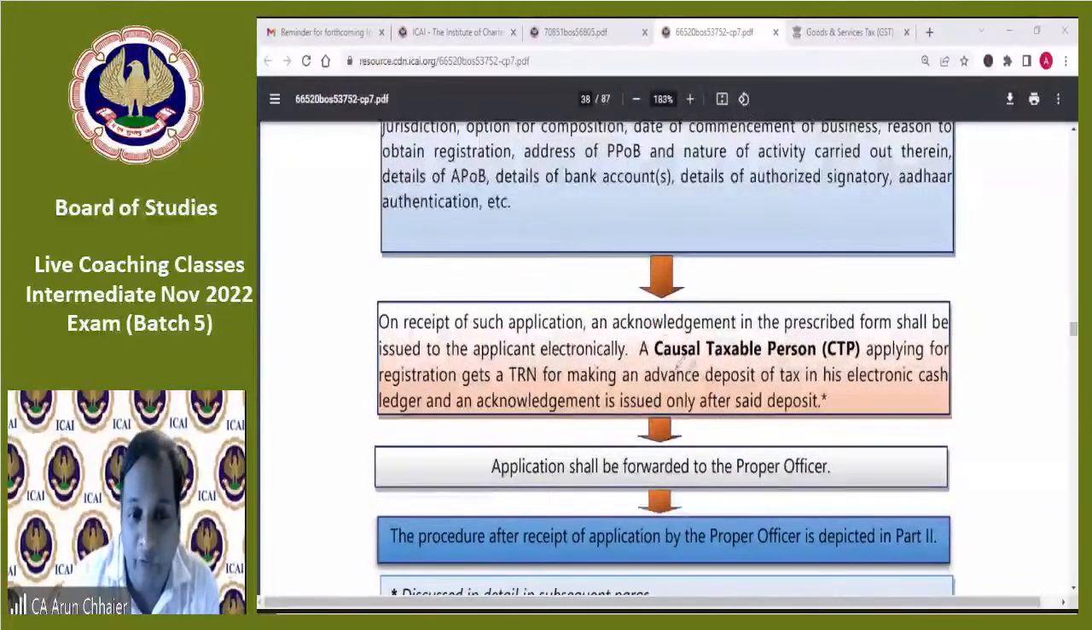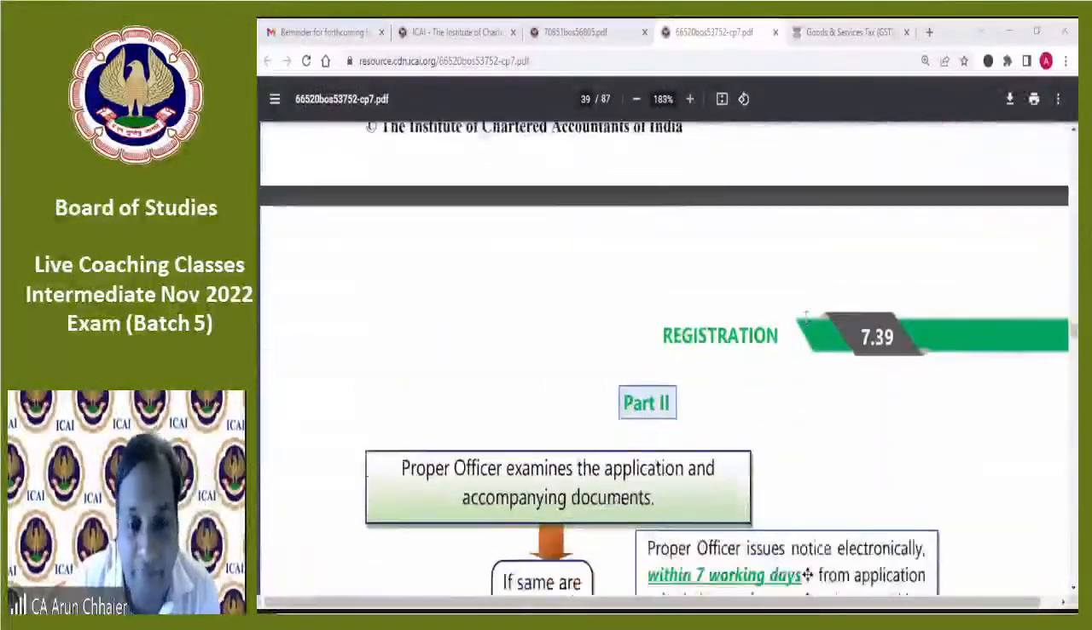If you are going for the casual taxable person category, then they will ask for advance deposit of the tax in the electronic cash ledger. Once you submit Part B, the application shall be forwarded to the proper officer.